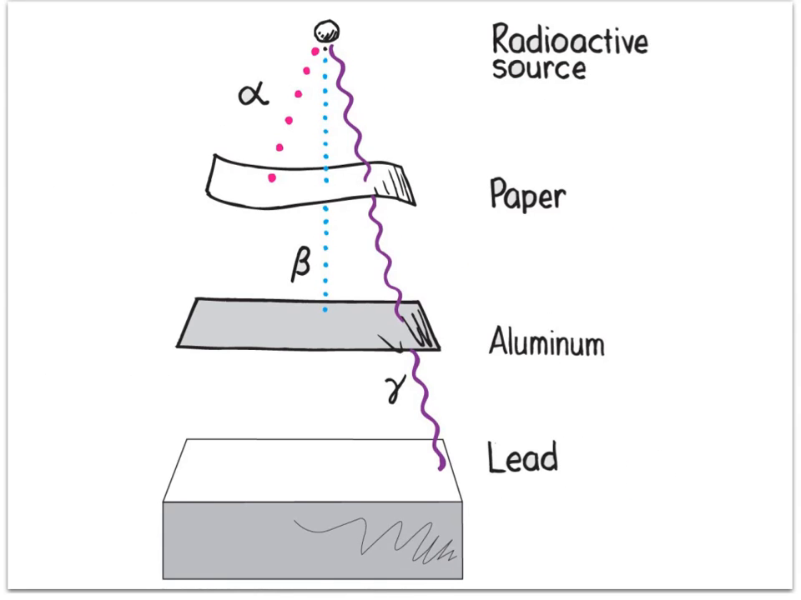Last but not least, we have a quick visual diagram here that will show us that paper can protect you from alpha particles, but not beta. A small, thin piece of metal can protect you from beta particles, but not gamma. You really need a really thick layer of lead or concrete to protect you from gamma.